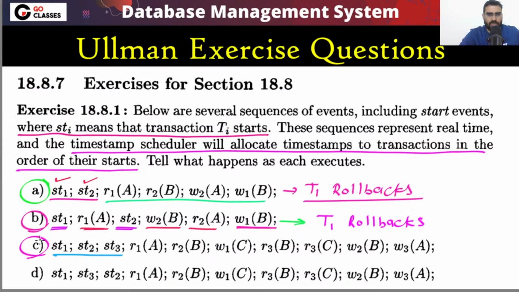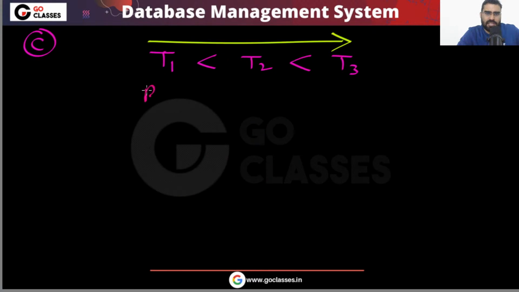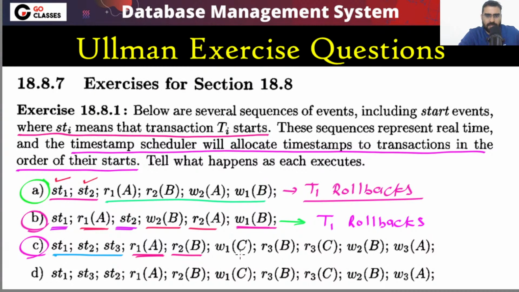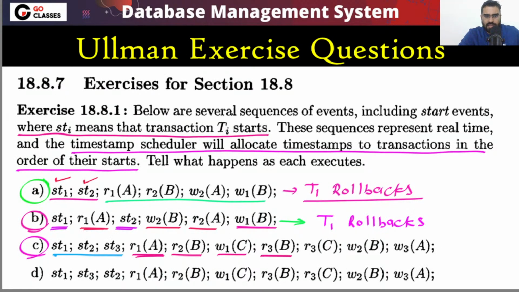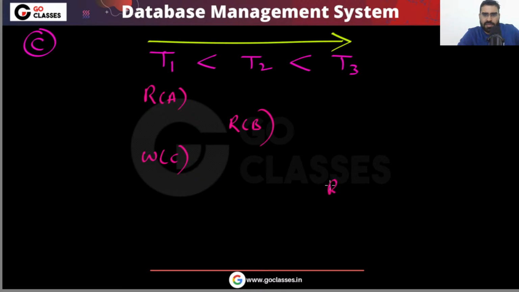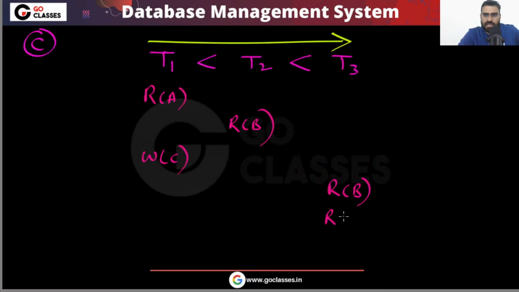Now, what the question is saying: first you read A, then read B. So let's see this. It is reading A, then it is reading B. So far, no problem. Then you are reading C, then writing C, then T3 is reading B. So far also there is no problem. Then this T3 is reading C. This is perfectly fine.